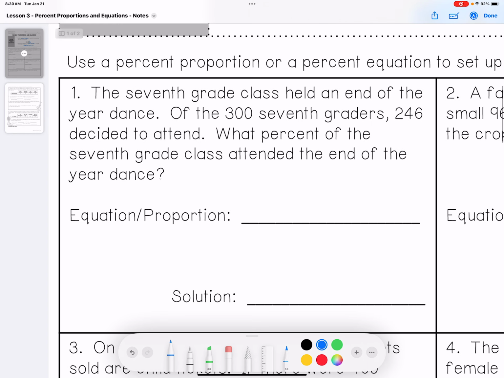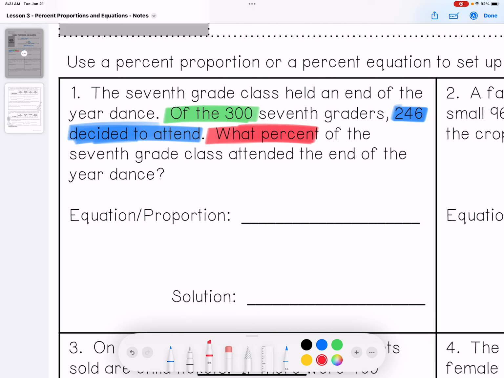Number 1. The 7th grade class held an end-of-the-year dance. Of the 300 7th graders, 246 decided to attend. And then what are we looking for? What percent? Okay, so let's set it up. The percent is always over 100. We're looking for the percent because it says what percent, so the percent is X.